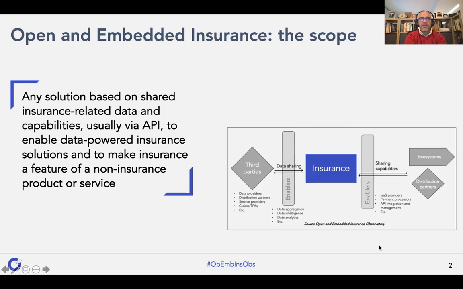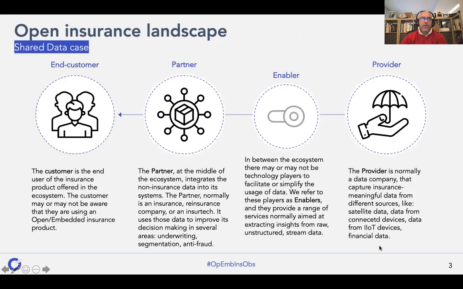But who are the subjects involved in this data and capabilities sharing? We have identified four main subjects, or better, four clusters of subjects. On the one end of the landscape, there are the end users. These are the individuals and organizations that buy and use insurance services. Open and embedded insurance are implemented in the benefit of those subjects. Then there are the three other clusters: providers, enablers, and partners.